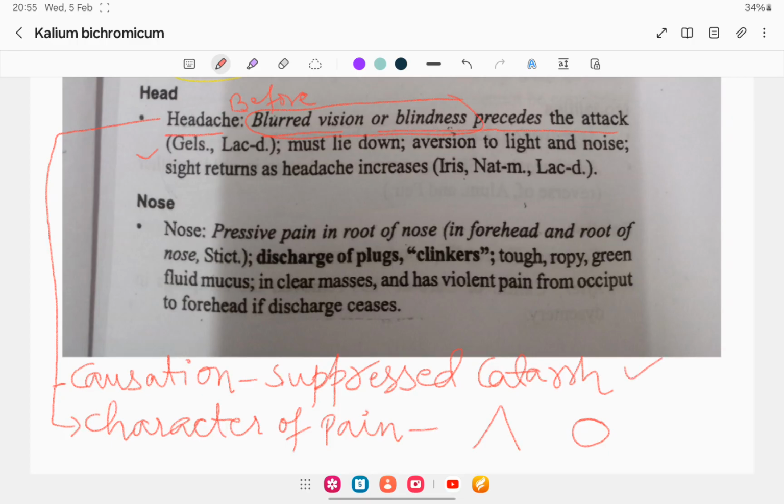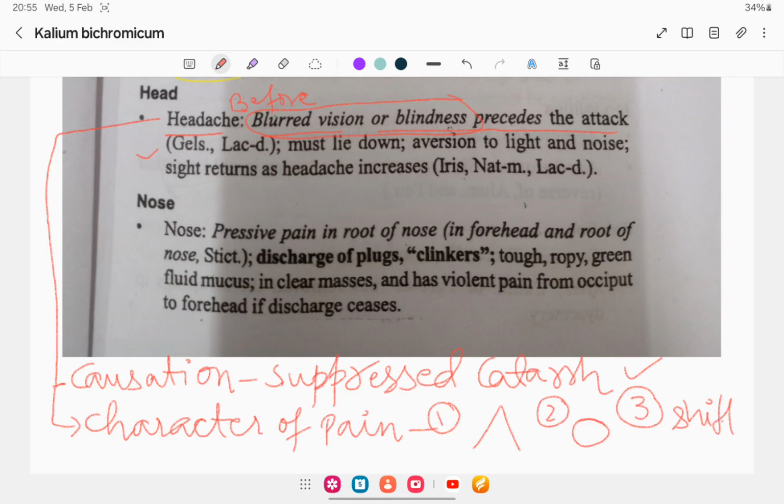And what is the causation of headache? Suppressed catarrh. And the character of headache or character of pain: number one, pain comes suddenly, goes suddenly. Number two, pain in small spots that can be covered with the tip of a finger. And number three, rapidly shifting type of pain.